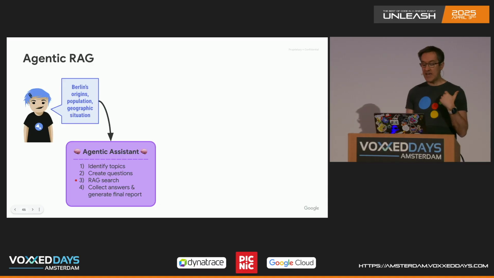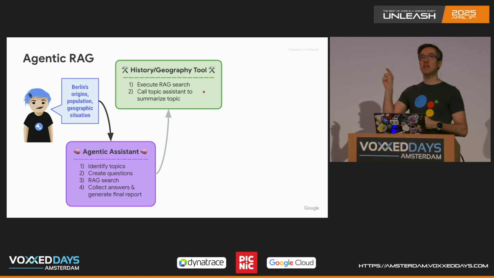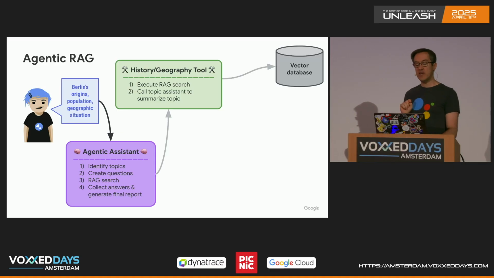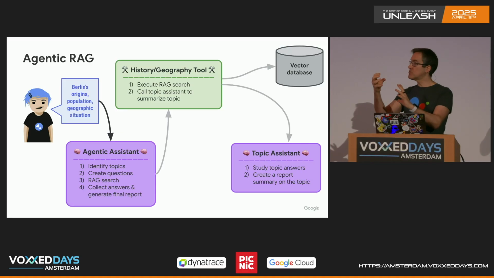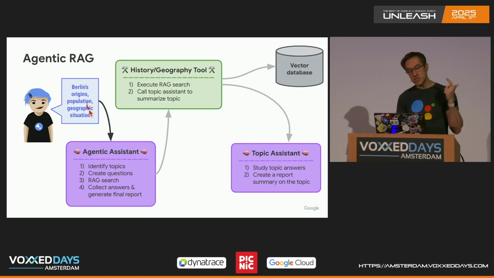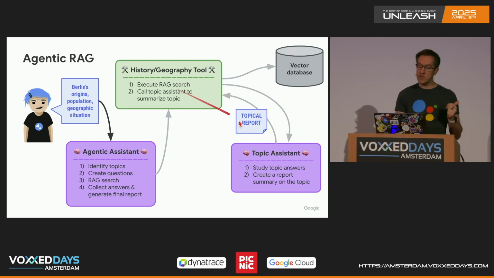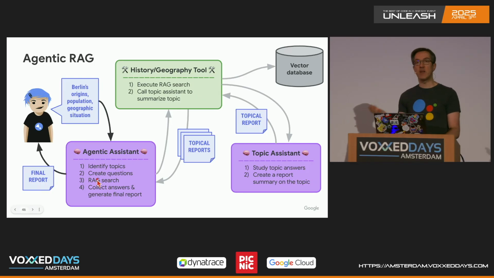But to this agent, I give access to a history geographic tool, and that's the tool that's going to do vector searches in the vector database. And this particular tool is using another agent, which is my topic agent. The topic agent will get the results from the vector database and will create a report for that particular topic. So one topic will be the origins, another topic will be the population, etc. Each time we call that tool and do a search, we're going to return one report for each topic. And then this tool is going to collect all the topics together and formulate a final answer.